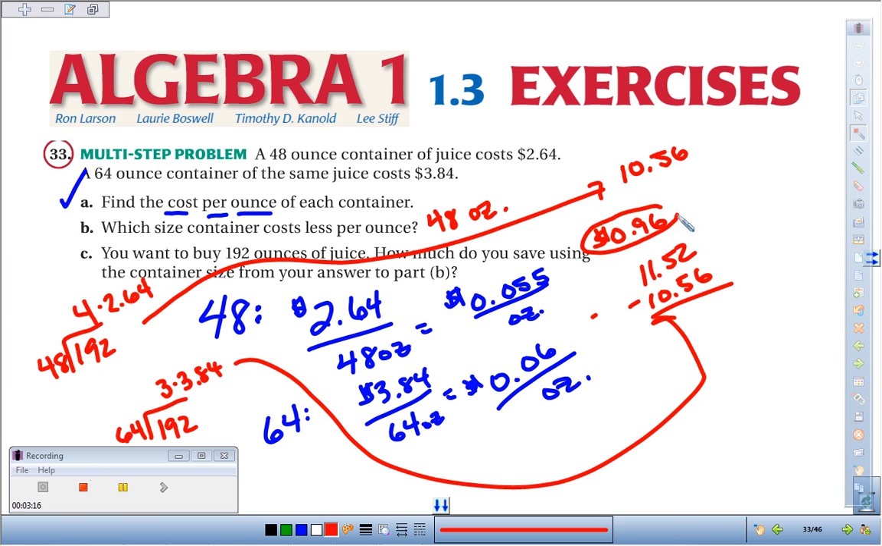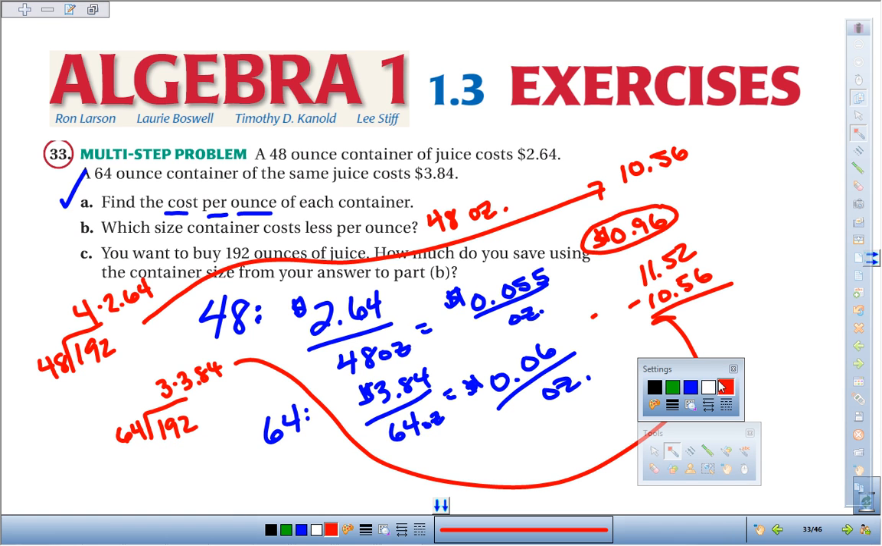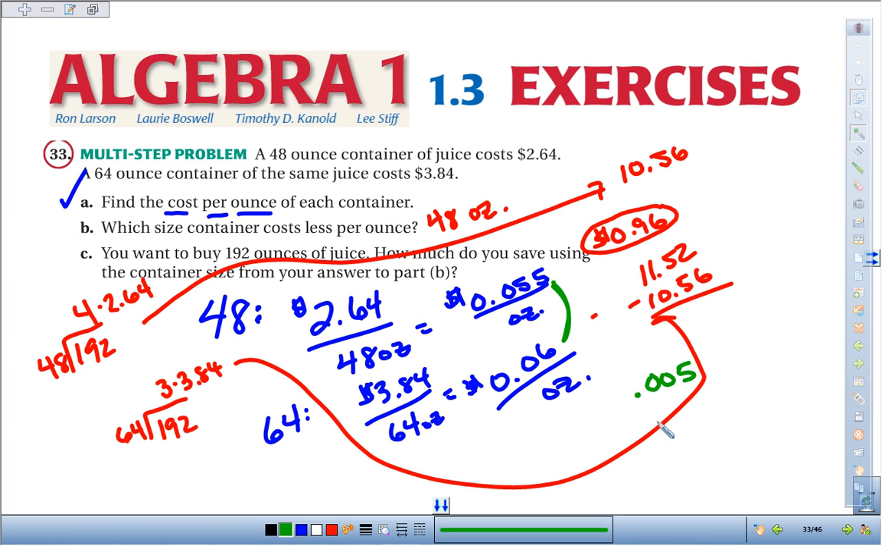Now, another way we could have done that is we could have said the difference between 5.5 cents and 6 cents, the difference between those two things is a half a cent, which is 0.005 per ounce. We save half a cent per ounce, and we're going to do that on 192 ounces. And if you take 0.005 times 192, theoretically, if my math is right, you get the exact same savings, 96 cents.